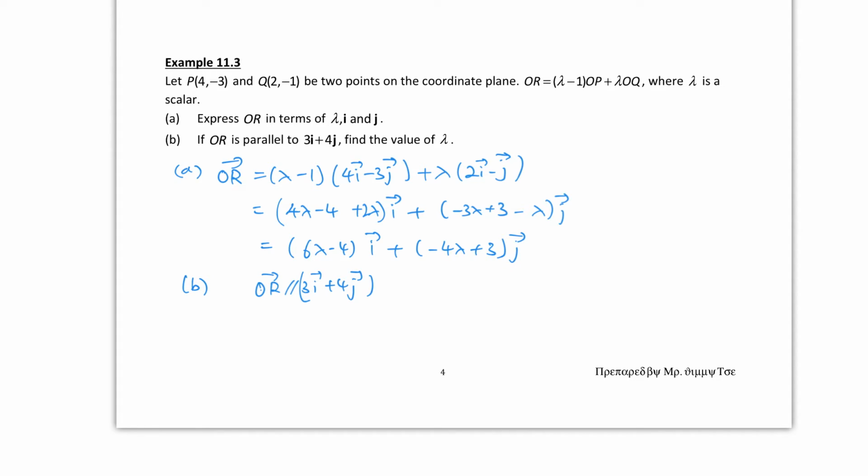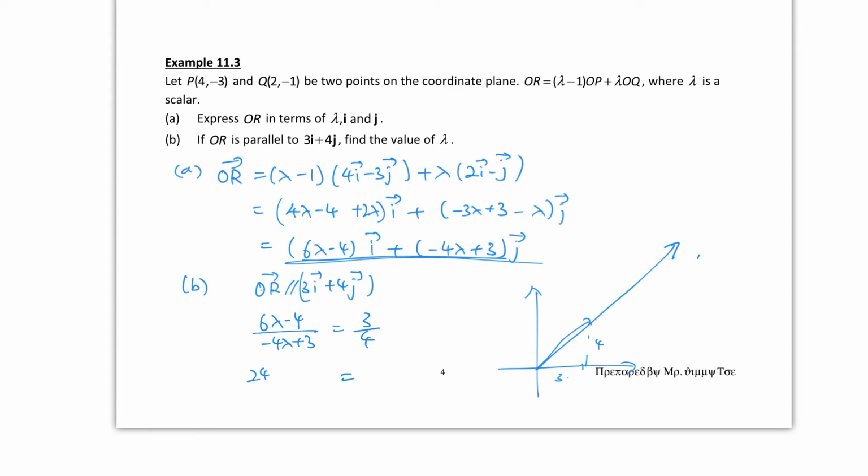I also want to tell you another concept. For example, if I have a vector 3i plus 4j, this is 3 and this is 4. What is the meaning of parallel? That means OR may be longer, or in another direction. But I'm sure that the ratio of the coefficients of i and j must be equal. So if two vectors are parallel, I can compare the ratio of these two vectors.